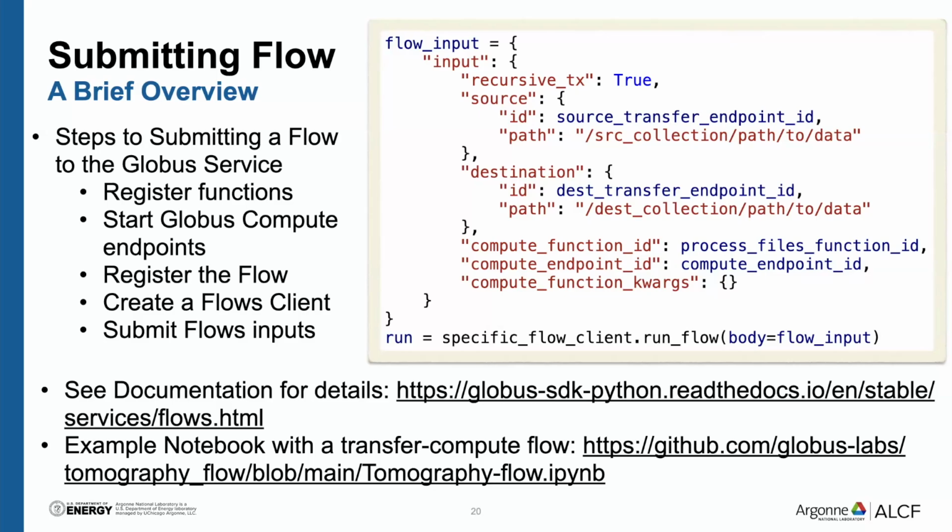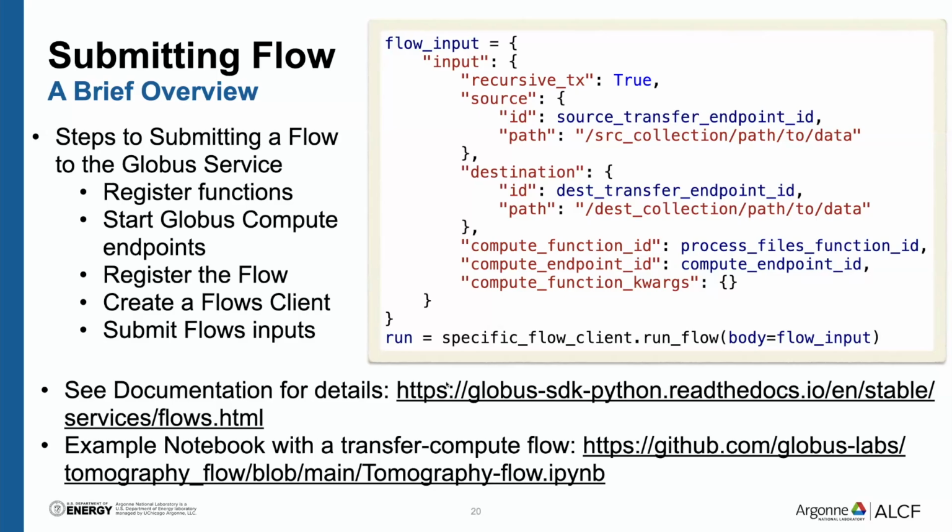One, you need to register your function. So in the example I showed you before, you were just submitting a function in the script itself. There is a way in which you can register the function with the Globus service, so it will exist in the Globus service persistently. And anytime you want to run it, you can just call the ID for that function.